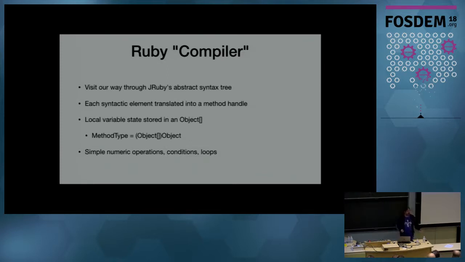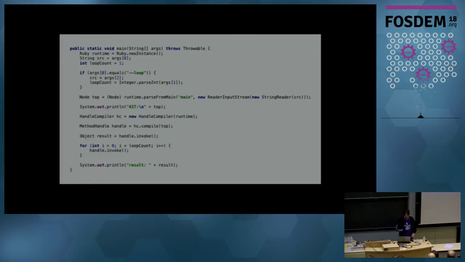I wrote a little compiler that basically takes JRuby's abstract syntax tree and then just walks down like a standard visitor. For each syntactic element, I compose the right set of handles that would represent that particular part of the code. And then it all just composes back out, and you get a method handle that basically represents the script. Top-level part, not terribly interesting to look at. A few things to note. I added this little loop thing because I wanted to test that it was compiling and jitting and optimizing correctly. There's not much more that's interesting here.